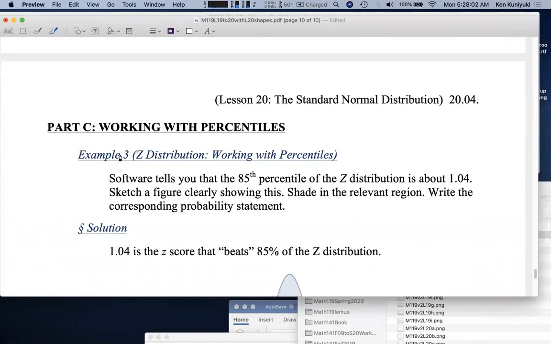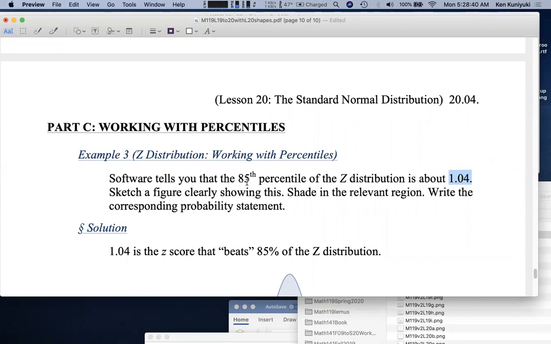So let's say that in example 3, software tells you that the 85th percentile of the z-distribution, the standard normal distribution, is about 1.04. Sketch a figure clearly showing this, shade in the relevant region, and write the corresponding probability statement. Now, first of all, what does that mean? Well, let's say that you score 1.04 standard deviations above the mean on a test. It's a huge lecture hall class, 1,000 students. You scored 1.04 standard deviations above the mean. And the scores are about normally distributed.